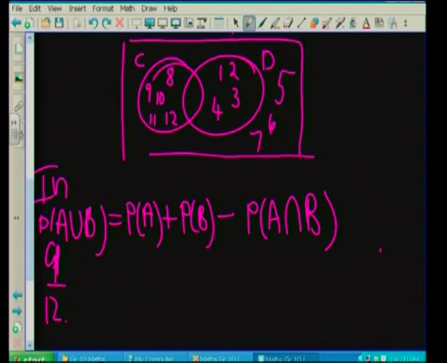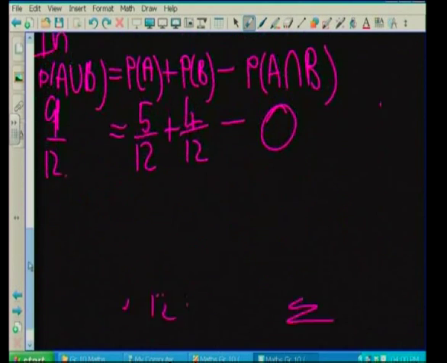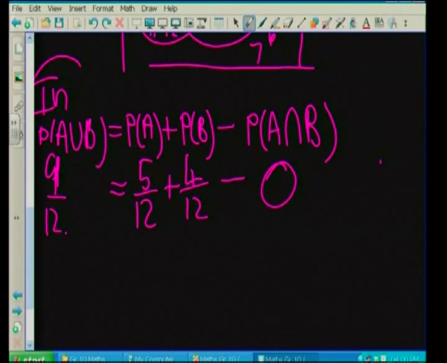Then the individual probability of A is 1, 2, 3, 4, 5. 5 out of 12 plus the individual probability of B, 4 out of 12. Minus from that the probability of A intersection B, and of course the probability of A intersection B is nothing. So I can say that these are inclusive. Can you guys see that I will get the same answer on the left-hand side as I will get on the right-hand side? So I'll get 9 out of 12 and 9 out of 12, so therefore they will be inclusive.